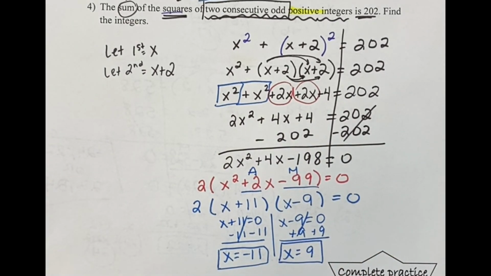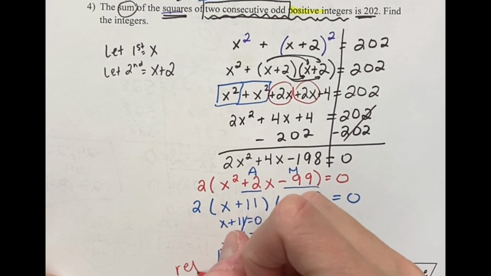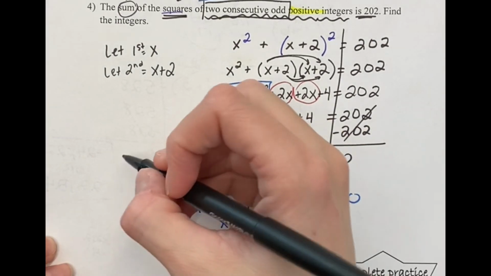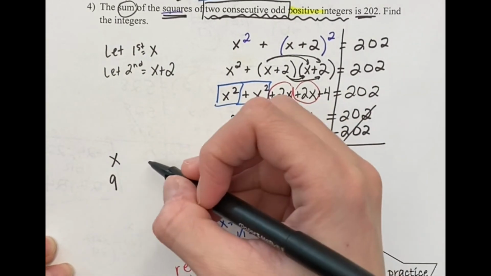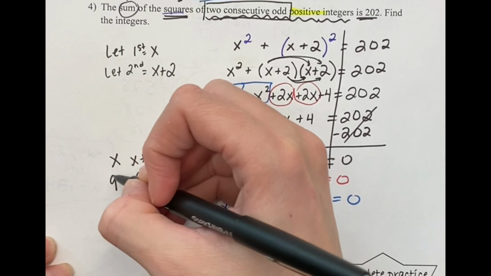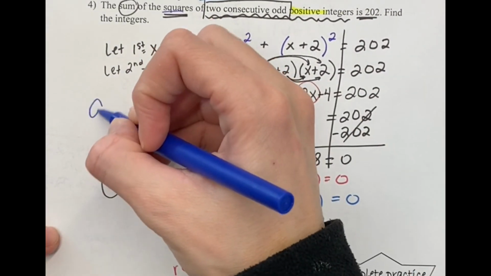So now we need to go back to the question. And the question was asking to find the odd positive integers. So in this case then, the negative 11 is going to be rejected. And we're not going to use that answer. We're only going to use the 9. So if I have x is 9, x plus 2 would then be 9 plus 2, which is 11. So my integers would be 9 and 11.